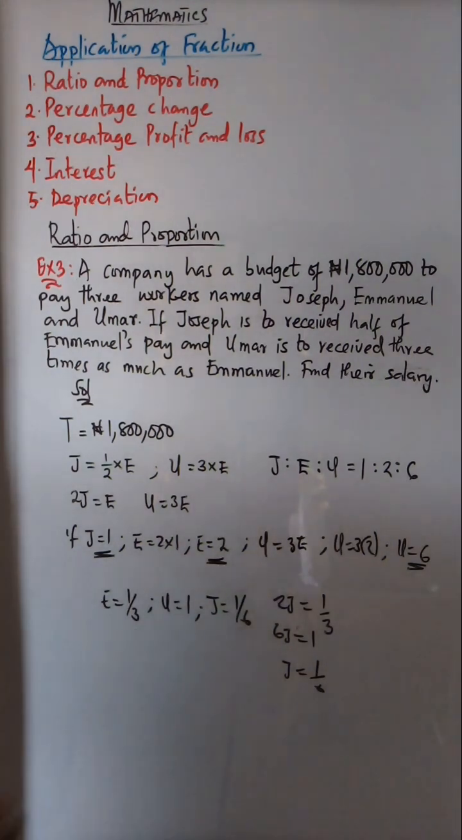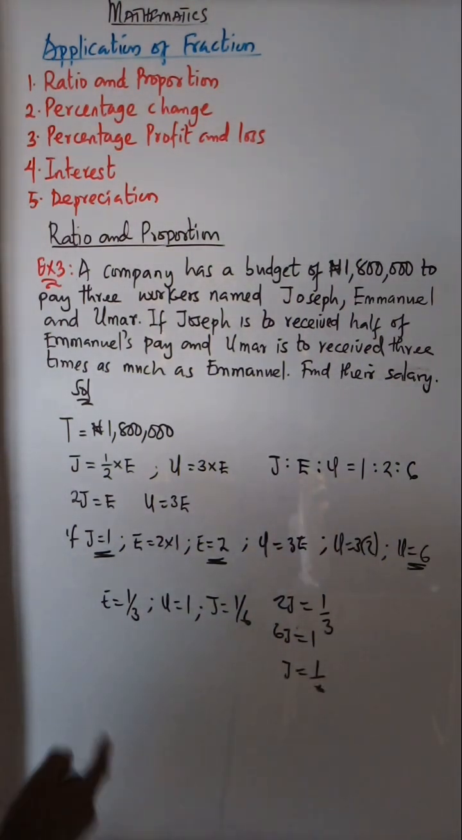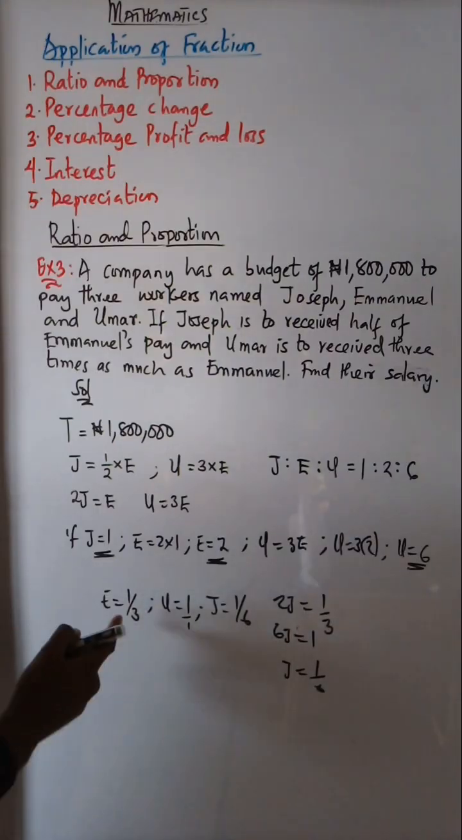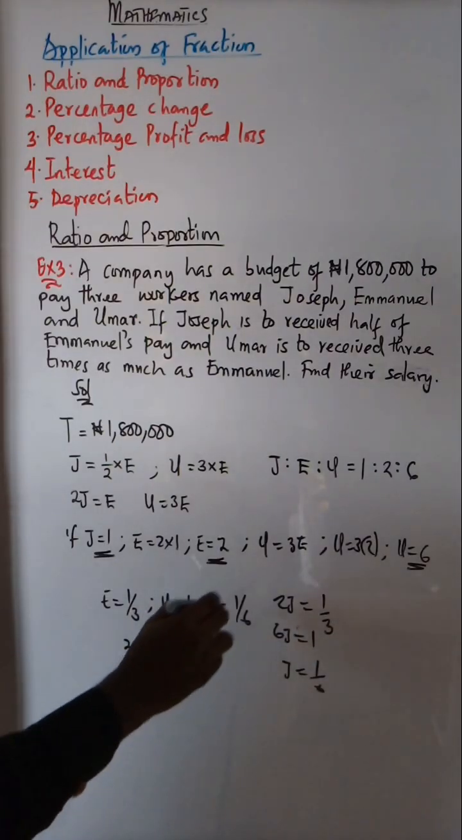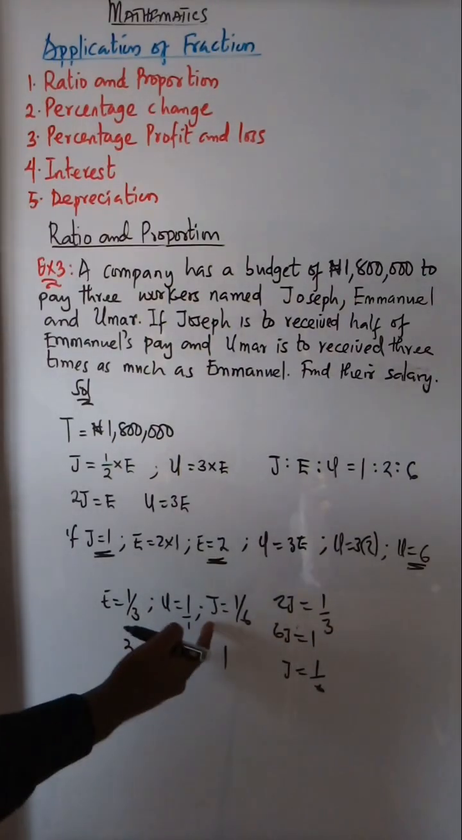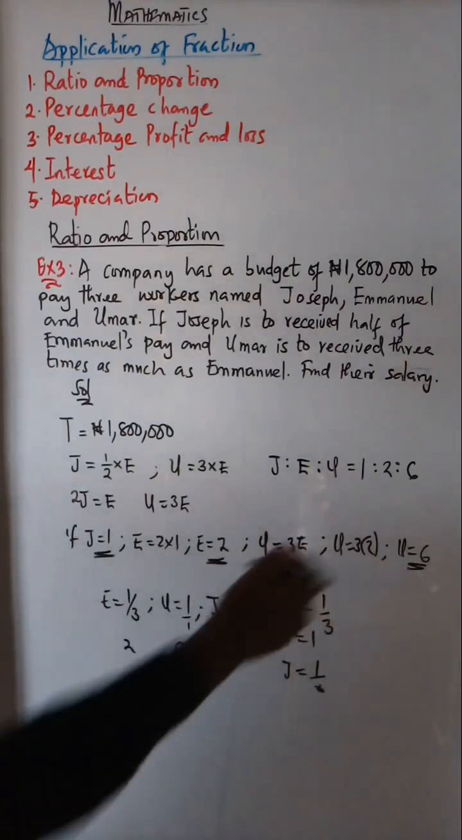But since we have fractions here, something about mathematics: you can make all these fractions to be whole numbers. To make fractions to be whole numbers, multiply through by their LCM. The LCM of 3, 1, and 6 is 6. So if you multiply through by 6, this Emmanuel becomes 2, Umar becomes 6, this one becomes 1. That's j is 1, e is 2, u is 6. You still get the same thing.